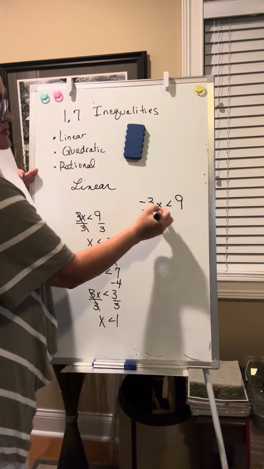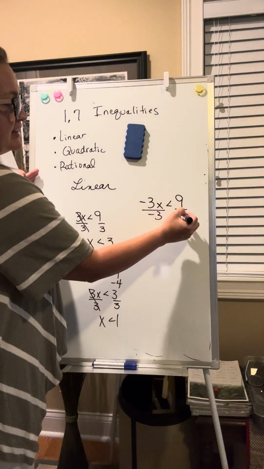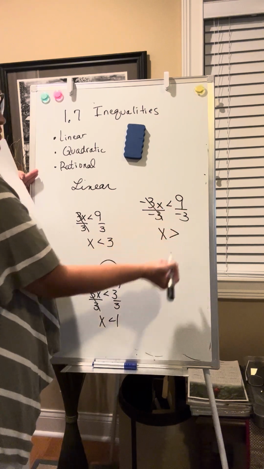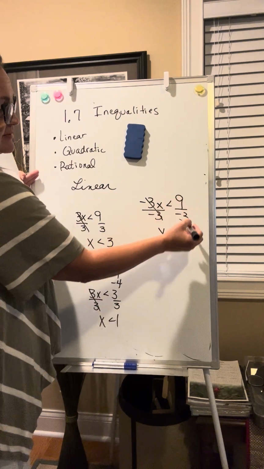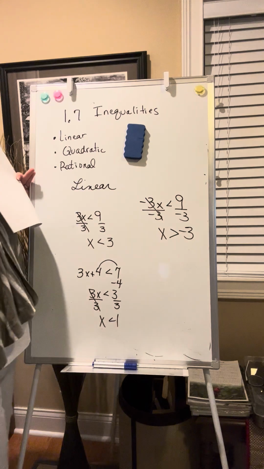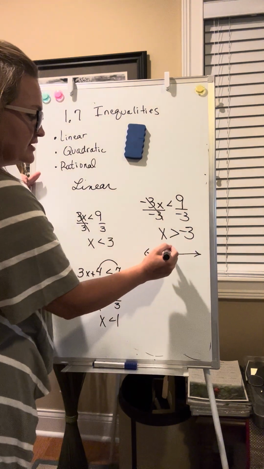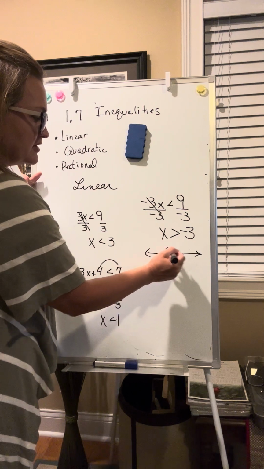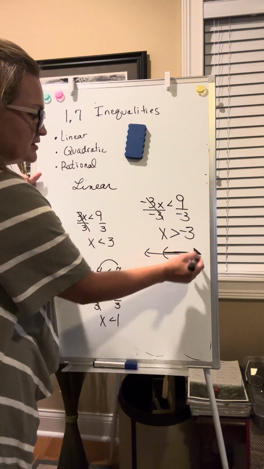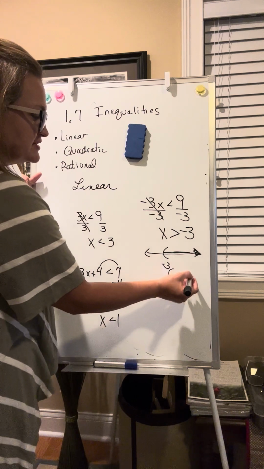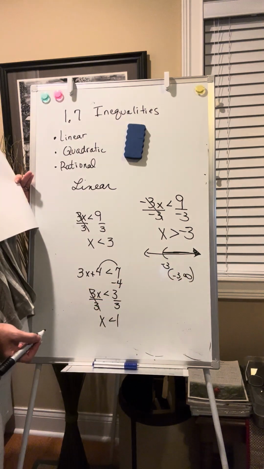To solve this, we have to divide both sides by negative 3. Dividing by a negative would flip the inequality. And then 9 divided by negative 3, and that would be your answer. And that's what you would graph. Greater than negative 3 goes to the right. No parenthesis, no line under it, so we use a parenthesis to positive infinity.